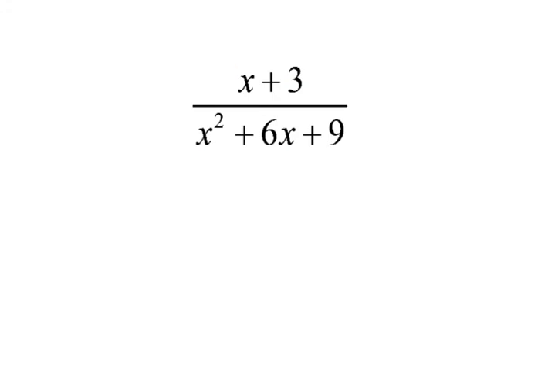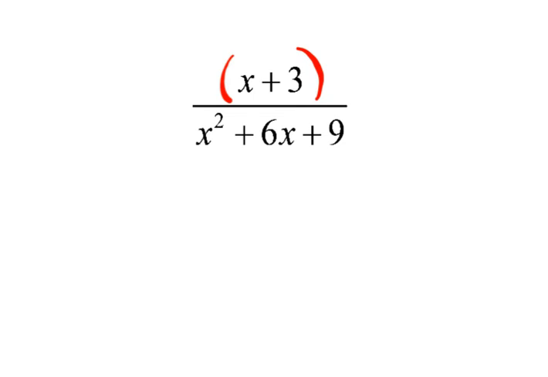Okay, this one we have a binomial on top and a trinomial on the bottom. X plus 3, does it factor? Well, we want to ask, does it have any common factors? And it doesn't. Is it a difference of perfect squares? No, it's not even a difference. So we're going to put parentheses around it because it doesn't factor. And remember, if we cancel, we have to cancel the whole thing.